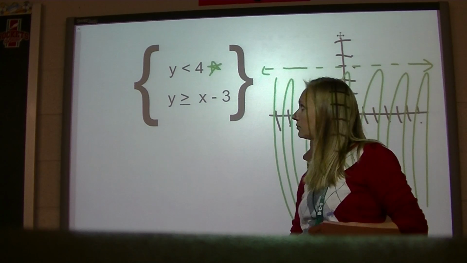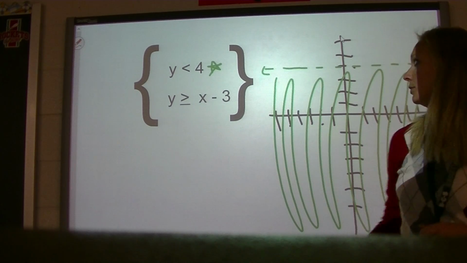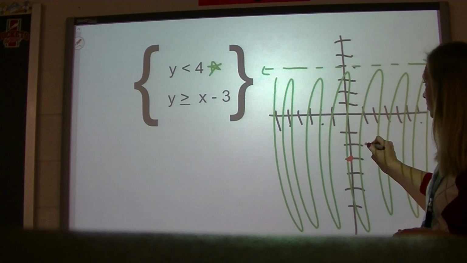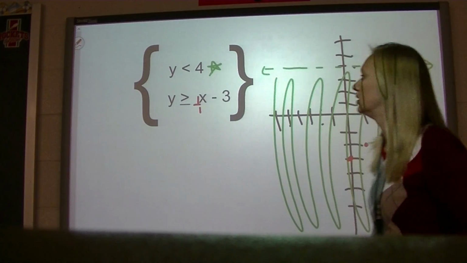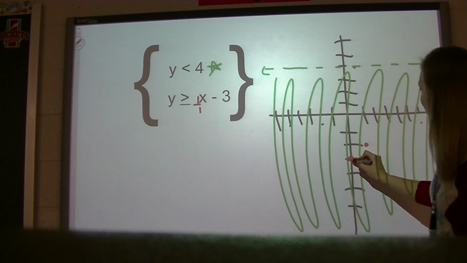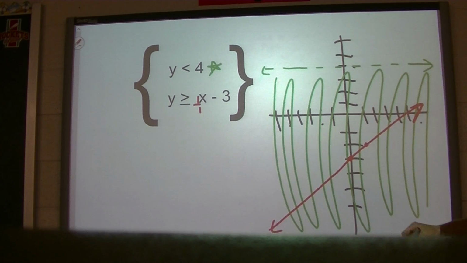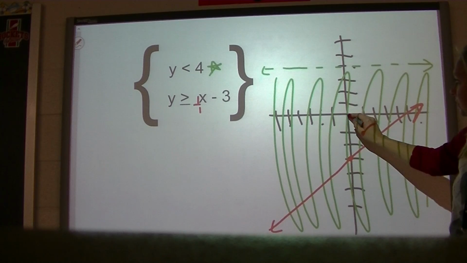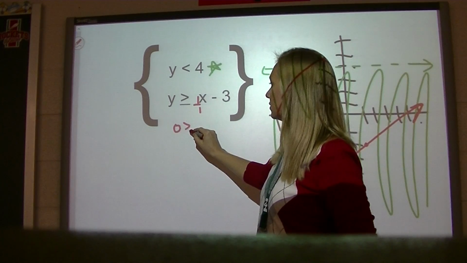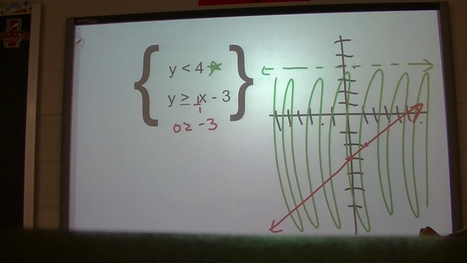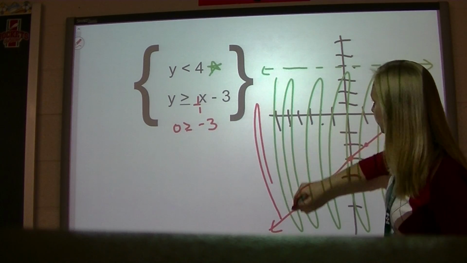And then let's graph y is greater than or equal to x minus 3. Graph my y-intercept of negative 3, and then go up 1 over 1, because our slope is 1 over 1. And then that's going to be a solid line. And here, it's greater than, so we shade above. We can check. Let's plug 0, 0 in. 0 is greater than or equal to 0 minus 3. So 0 is greater than or equal to negative 3. Yes, it is. So we shade above that.